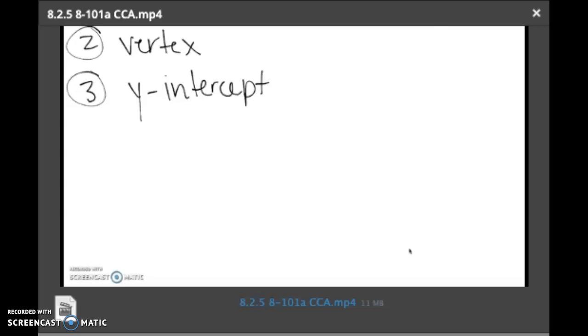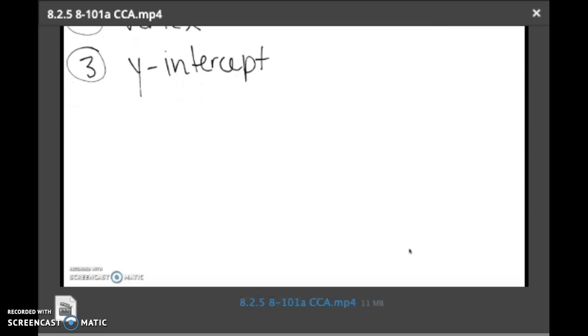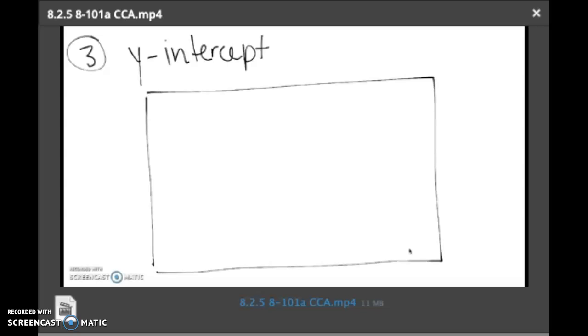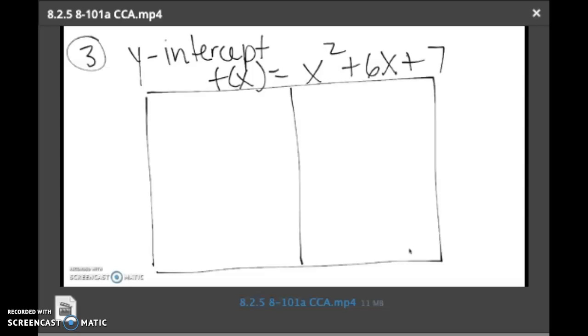We need to build this with our algebra tiles, so you can use your actual tiles in your ebook under your tools. I'm going to just draw it out on here. So I've got my equation mats, and the equation they gave us is f of x equals x squared plus 6x plus 7. Okay, so I'm going to show my positive tiles with blue, just like we do in the book, and then I'll do the negatives, if I have any negatives, with red tiles.